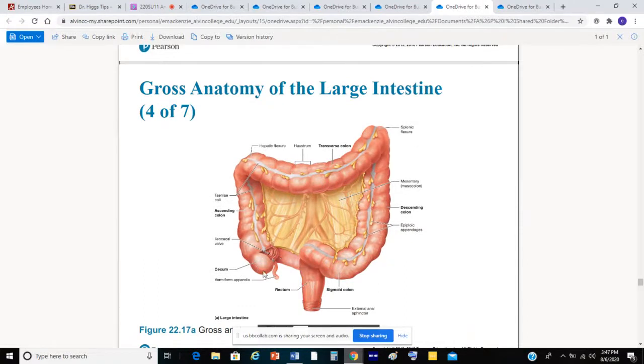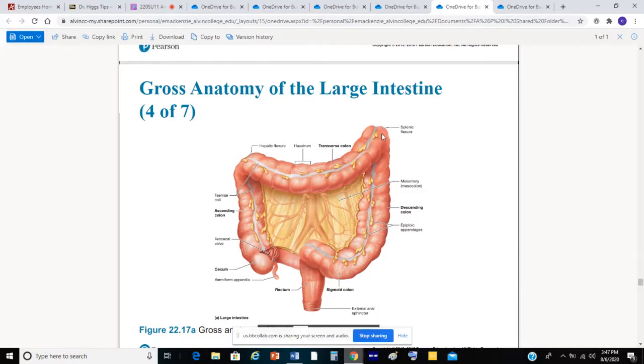It begins with the cecum. Remember, you could always identify the cecum because it attaches to the small intestine. It attaches to the ileum of the small intestines and the appendix in most people. Then after the cecum, you climb up the right side of the abdomen as ascending colon till you hit the liver and you bend at the hepatic flexure.